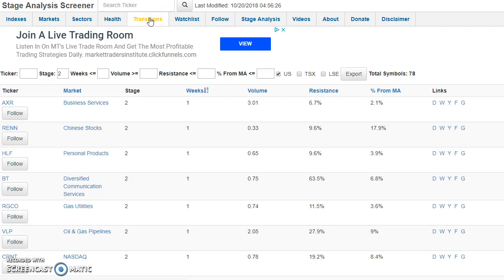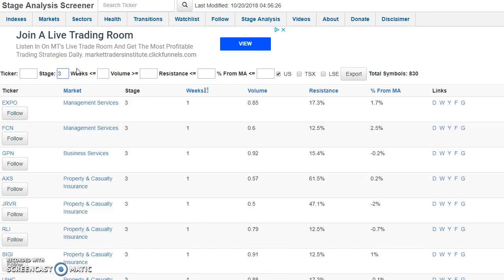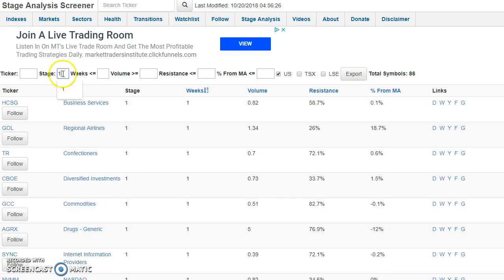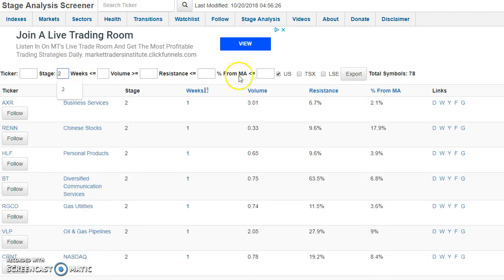And then what I often do too on this transitions page is look at the amount of stocks that are moving into different stages. If you go to stage 3, this is a huge amount of stocks moving into a stage 3 top, and then stage 4, again, a large number of stocks, where very few stocks are moving into a basing phase or moving into stage 2. So this market is controlled by the bears right now.